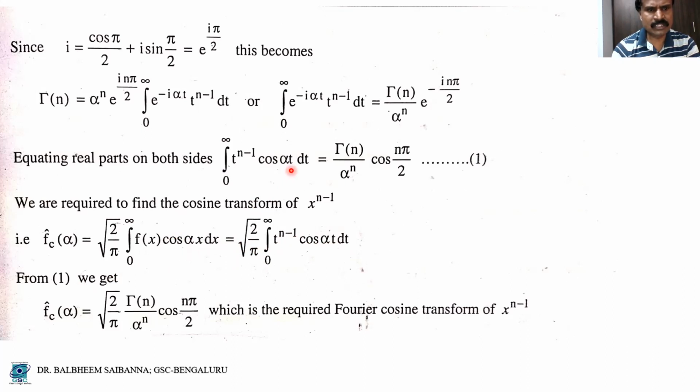From equation 1, we get Fc hat of alpha equal to root 2 by pi times gamma n divided by alpha to the power of n, times cos n pi by 2. Because look here, this and this are the same. Then this is equal to Fc hat of alpha, which is the required Fourier cosine transform of x to the power of n minus 1. Okay, students. Thank you.